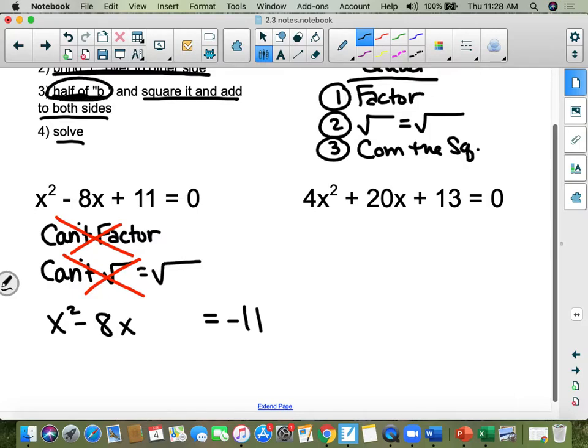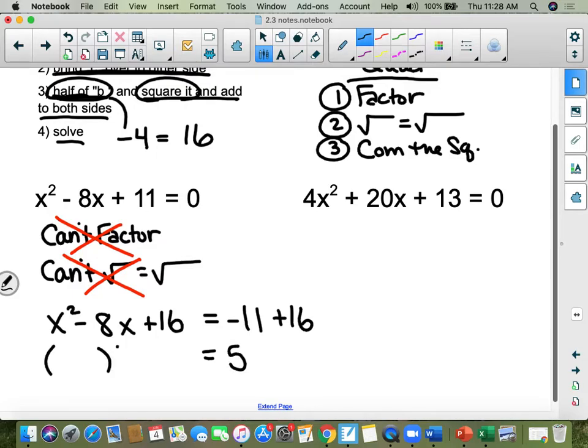Take half of the B value. What's half of a negative 8? Isn't half of a negative 8 a negative 4? Then once you get the negative 4, you have to square it. What's a negative 4 times a negative 4? Doesn't that turn out to be a positive 16? You always are adding it, because whenever you square something in math, it's always a positive. A negative 11 plus 16 is 5.